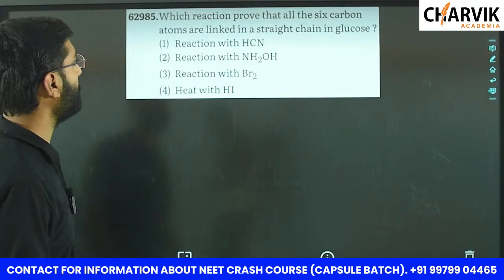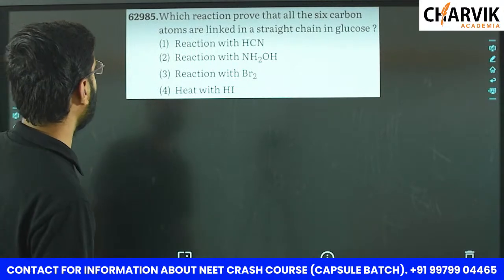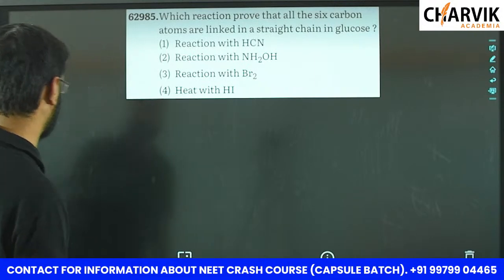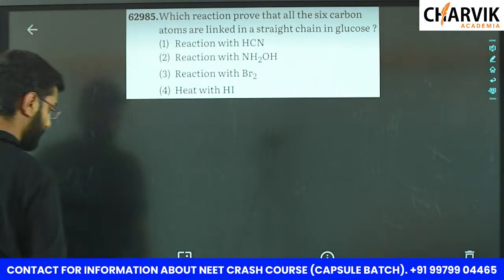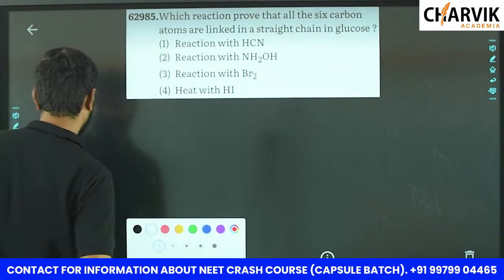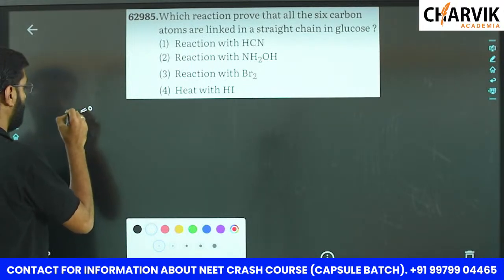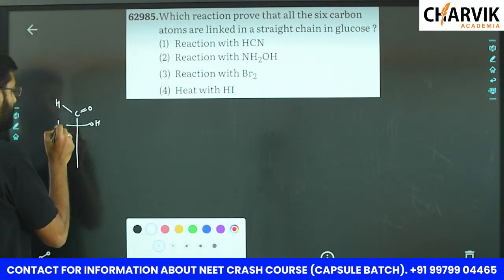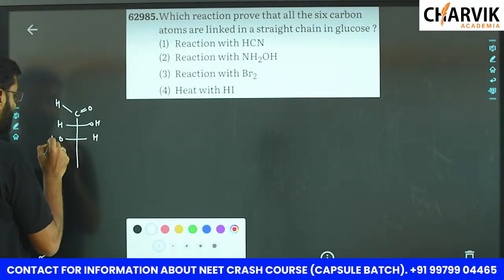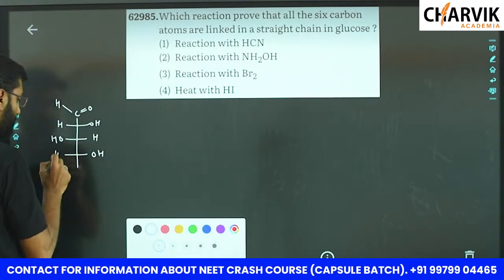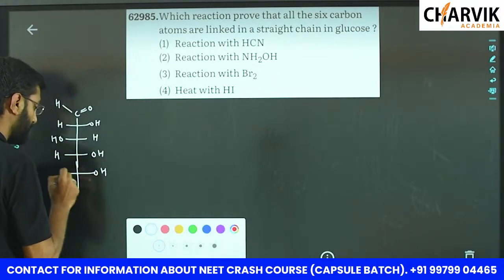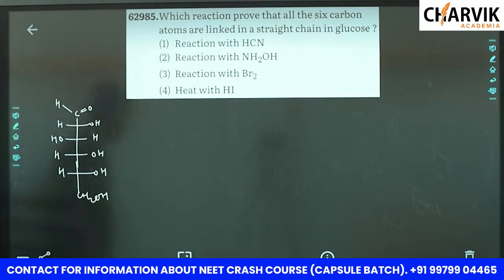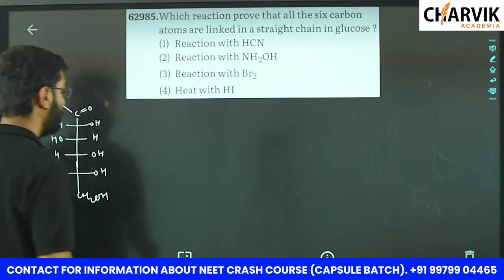Which reaction proves that all the 6 carbon atoms are linked in a straight chain in glucose? Okay, good. First of all, the structure of glucose looks like this: OH, H, OH, H, and here CH2OH. Correct, friends?